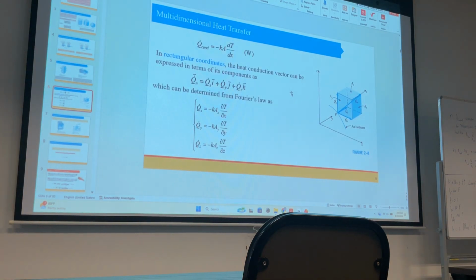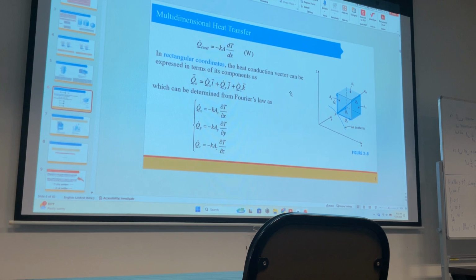So heat transfer by conduction, Fourier's law of heat transfer, we studied in the last class, right? This formula, you remember from the last class, right? It's Fourier's law of heat conduction: K A dT over dx. K is thermal conductivity, A is the area.